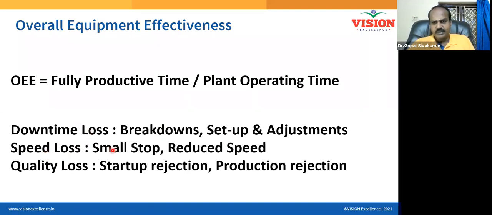Speed loss means I stop my machine, maybe for some reason. Sometimes I may run my machine at a slower speed. These are all called speed loss. Now quality loss. When I start the production, initially there will be rejections, because in the initial period there could be more rejection. And then things will normalize. And during production also, there will be rejection. That is called a production rejection. These are all called quality loss. So this downtime loss will help you to calculate availability. Speed loss will help you to calculate performance rate, and quality loss will help you to calculate quality rate or quality index.